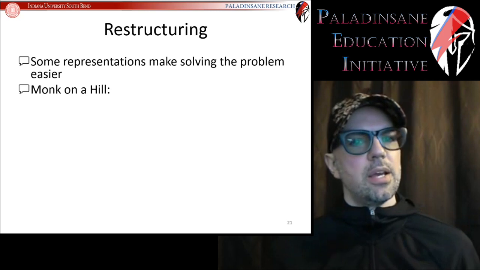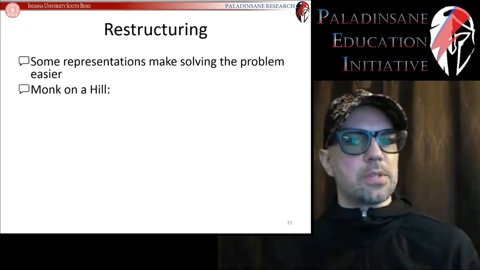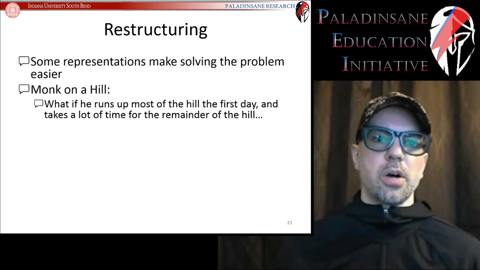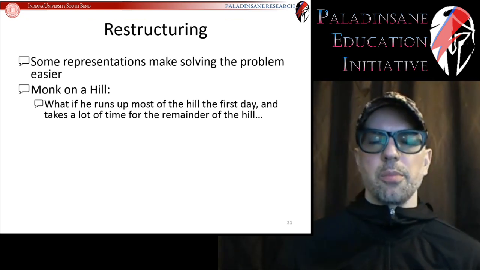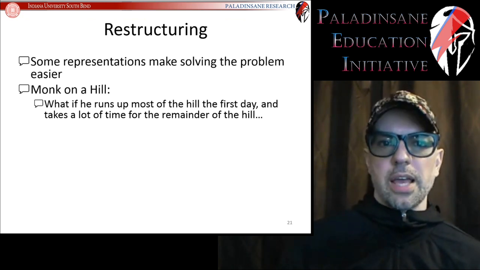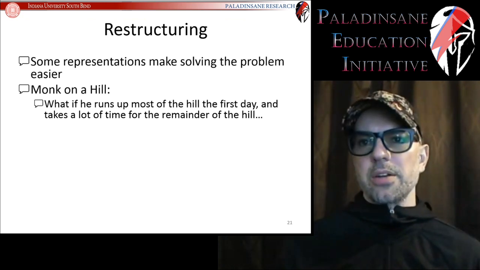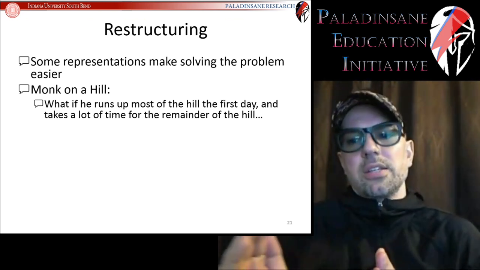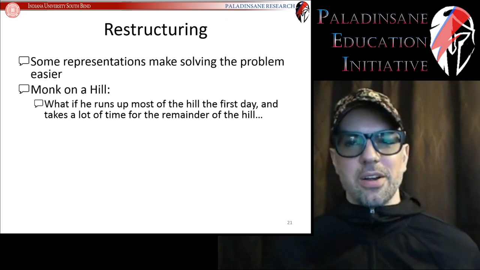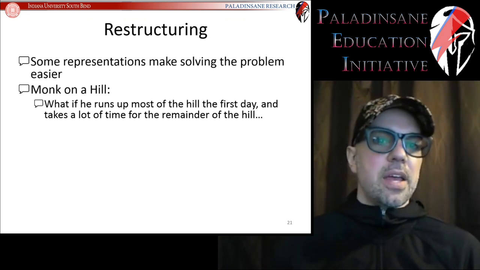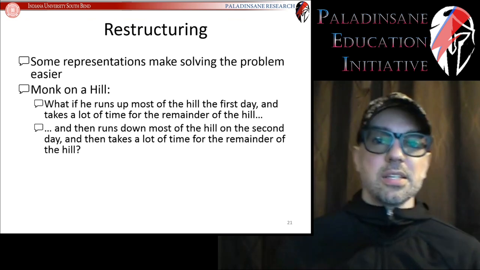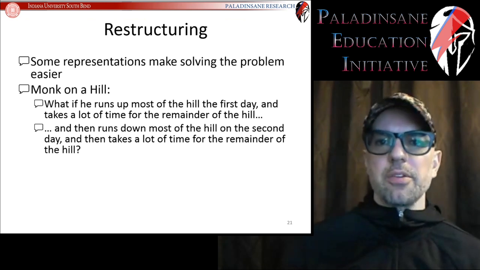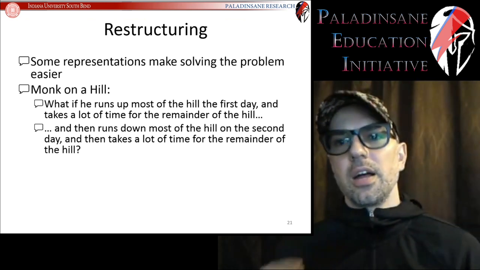So this problem can be very difficult depending upon how you represent it. Because you might represent it in this way. You might say to yourself, well, what if he runs up the hill for most of the first day, right? He runs up most of the hill the first day, and then he takes a lot of time for the remainder of the hill. He runs up like 90% of the hill in about 20 minutes, and then he takes 8 hours and 40 minutes to recover and finish that last 10%. And then what if he runs down most of the hill on the second day and then takes a lot of time for the remainder of the hill? Will that be a path where he will never be at the same place on the 2 days?